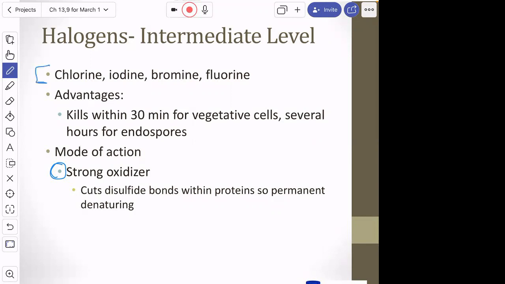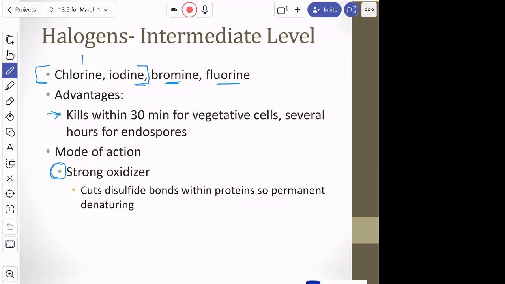Here's a list of some of the halogens. The fluorine, of course, we put minute quantities of fluorine in our water supply. It helps our teeth become harder so we don't have so much decay. Bromine, the only application I could think of, some people put bromine in their swimming pools. It's supposed to be a little less irritating than chlorine, but we're pretty much going to be thinking about some applications with chlorine and iodine. They're probably used a little bit more. This advantage kills within 30 minutes. 30 minutes seems like a really long time, so I'm not sure.